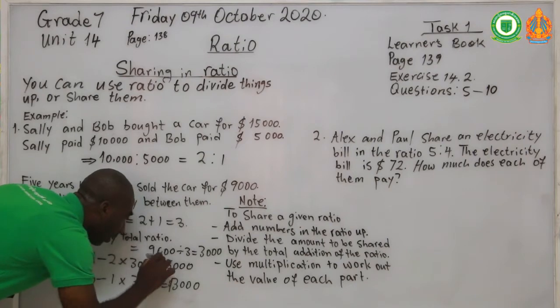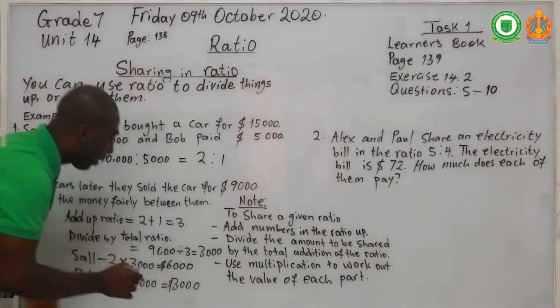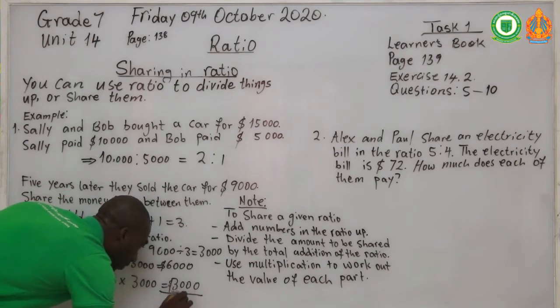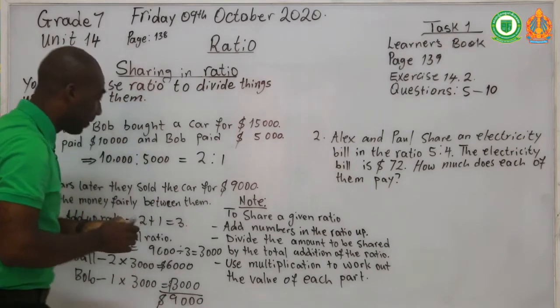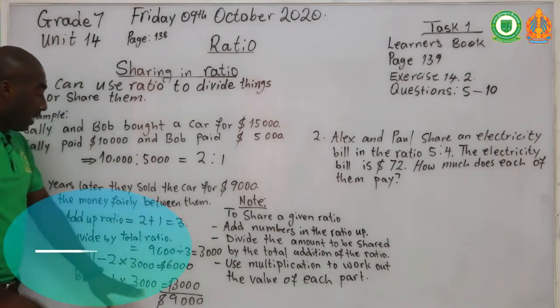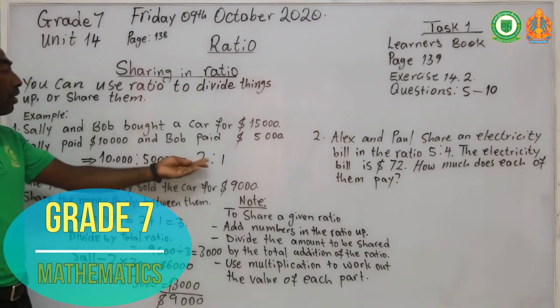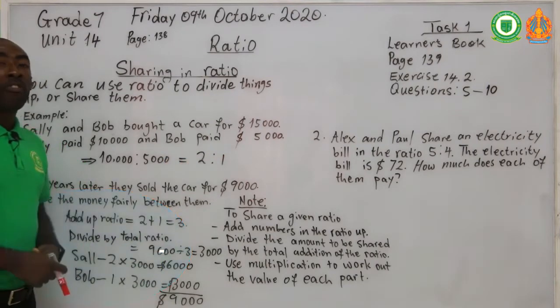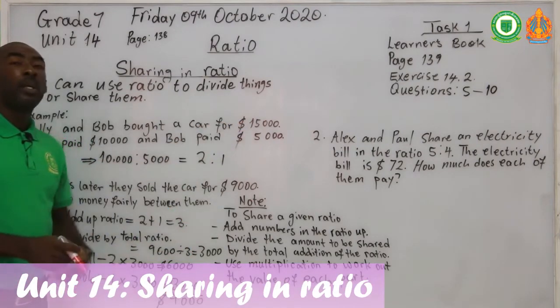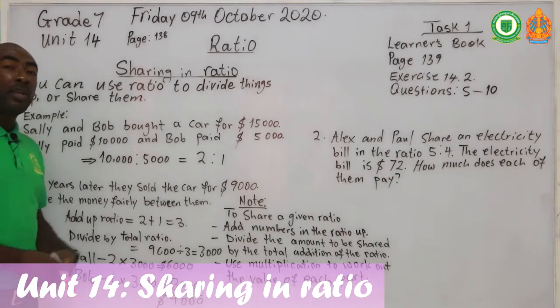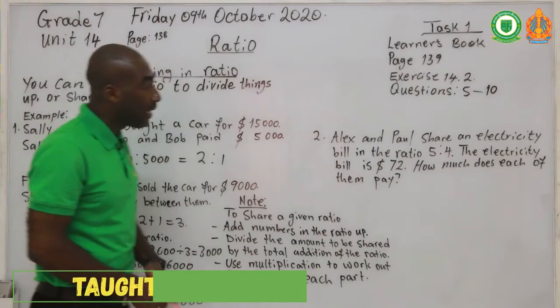Okay, so if you add this money up, it's going to give you the total of $9,000. So that means they have shared the money fairly according to the ratio of how they contributed to buy the car, and everybody will be satisfied with that.